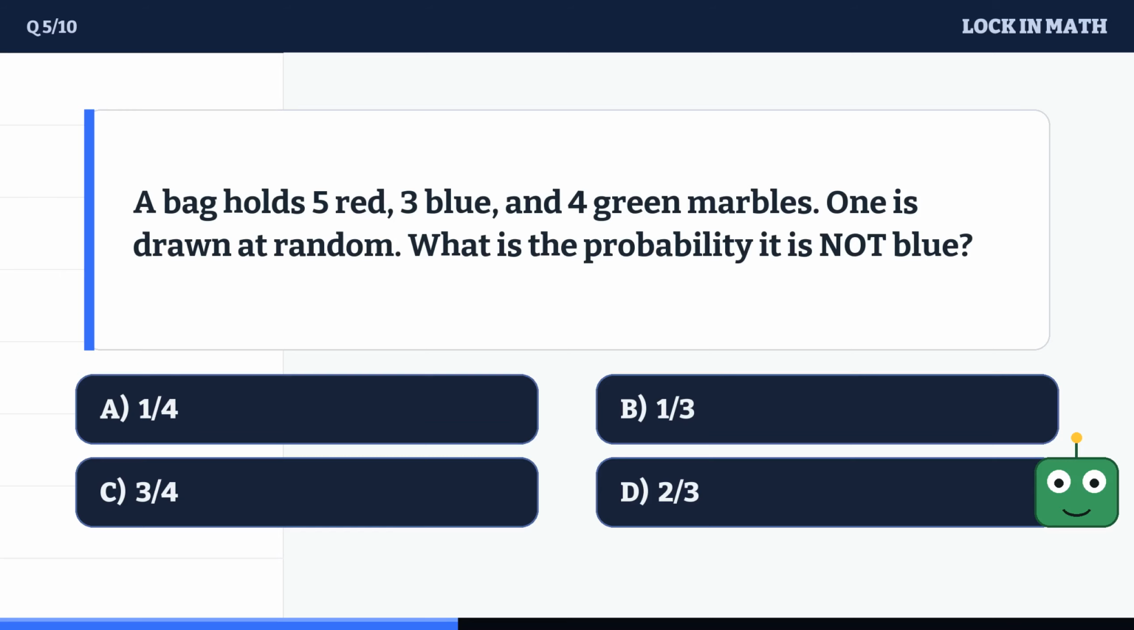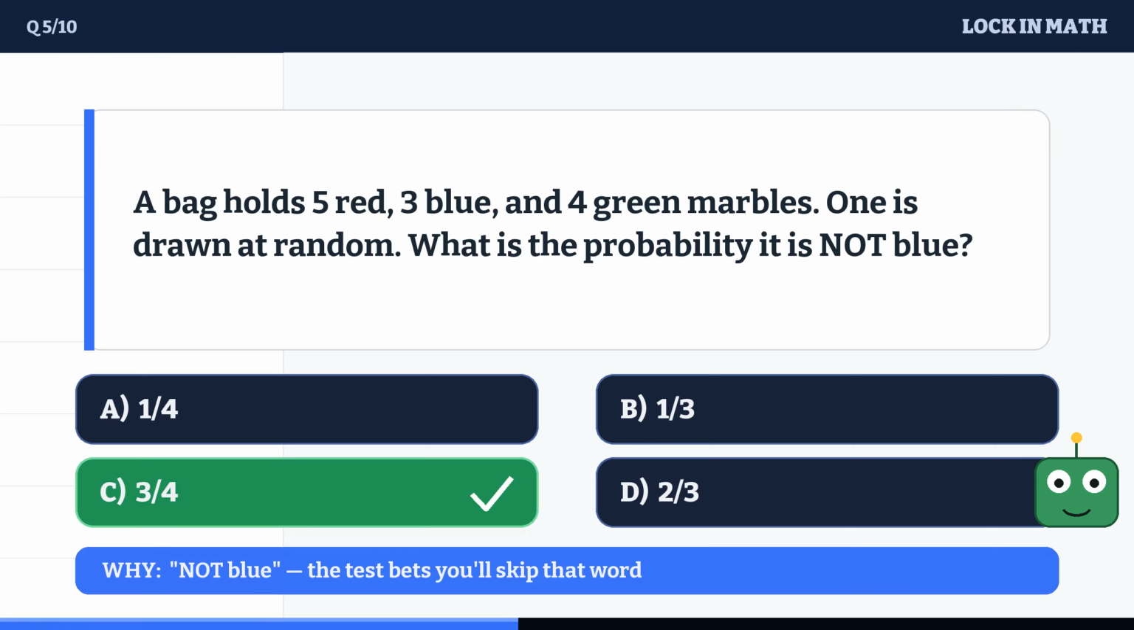A bag has 5 red, 3 blue, and 4 green marbles. One is drawn at random. What's the probability it is not blue? Three-fourths. 12 marbles total. 9 are not blue. 9/12 reduces to 3/4. The word not flips the question, and rushed readers compute the probability of blue instead, 1/4, which is sitting right there in the choices.